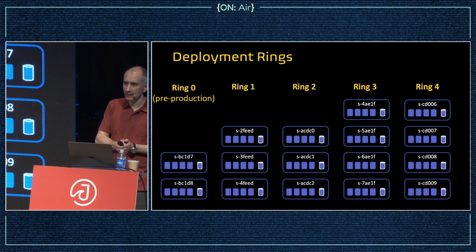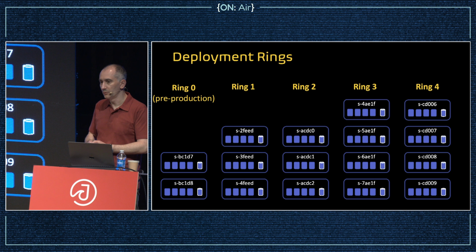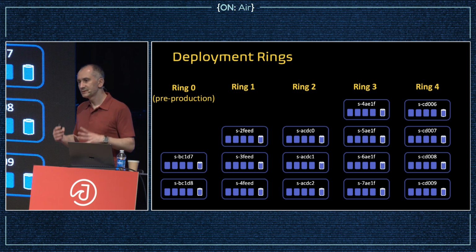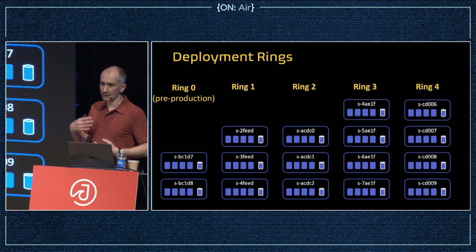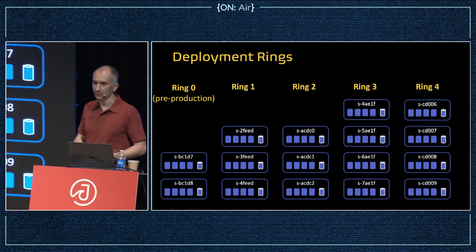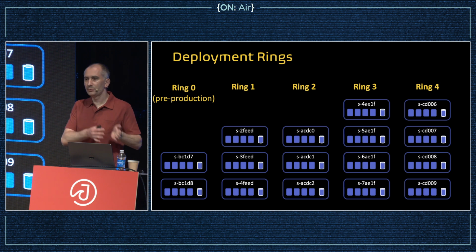Ring 0 is actually a pre-production ring where we don't run any customer traffic, but we have cells that run synthetic traffic continuously under a significant load and have employee namespaces there. So when there's a new version, we want to deploy it there and see if there are any regressions that we didn't catch in testing. And then we progress to the next ring and then to the next ring.